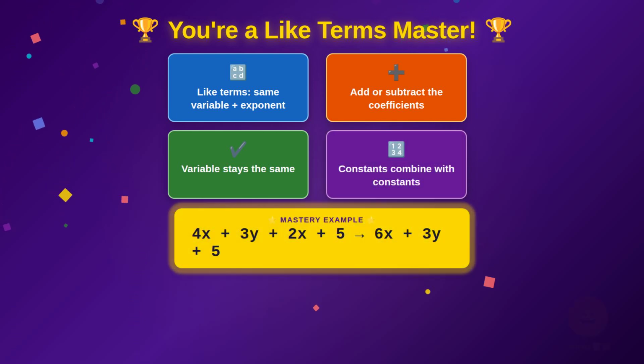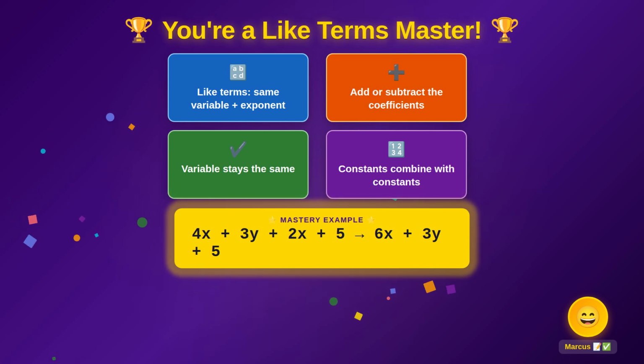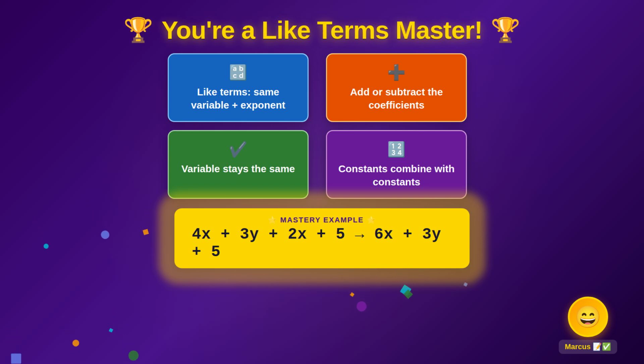Remember when Marcus was staring at that worksheet totally lost? Look at him now. He just solved a 5-term expression with 3 types of like terms. Here's everything you've mastered today. Like terms share the same variable and the same exponent. You add or subtract just the coefficients, and the variable stays exactly the same. Constants combine with other constants. Use color coding when you feel stuck. You've got all the tools. Now go rock your next algebra assignment, because you are absolutely a like term.